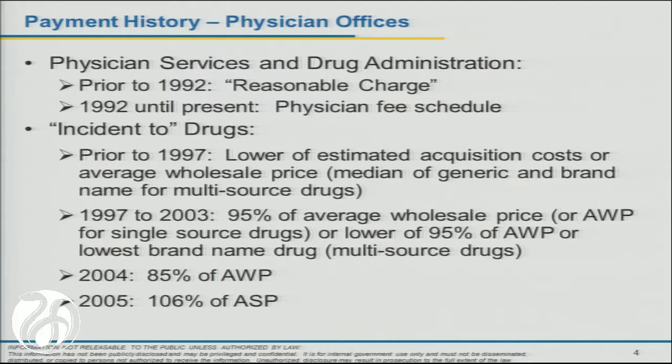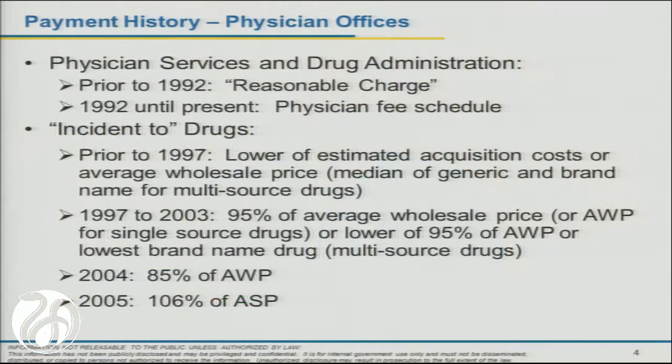In 1992, until the present, we went to the physician fee schedule, and that got rid of all of the charge differences, came up with what is known as the resource-based relative value scale, estimate the resources involved in physician work, practice expense, and malpractice for 8,000 or so services that are paid under the physician fee schedule, come up with a national payment rate, adjust for area differences in cost, and then multiply by something called the conversion factor, and that determines the physician fee schedule amount.